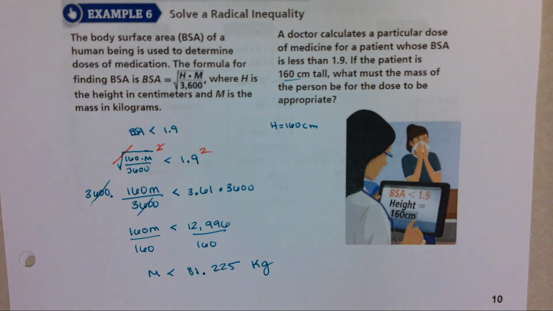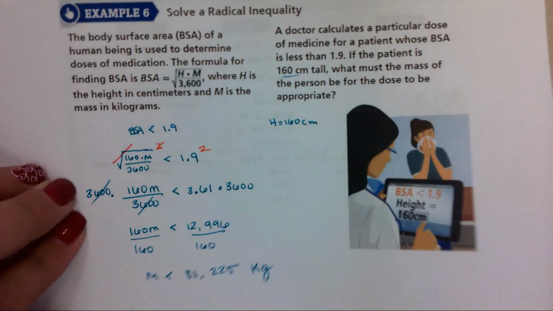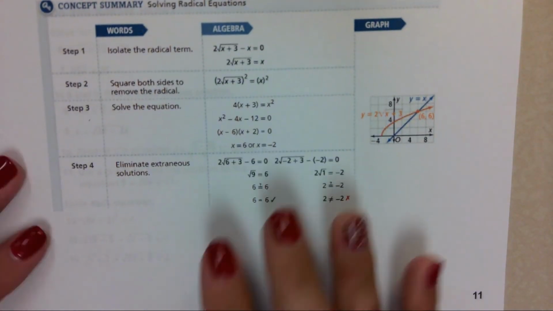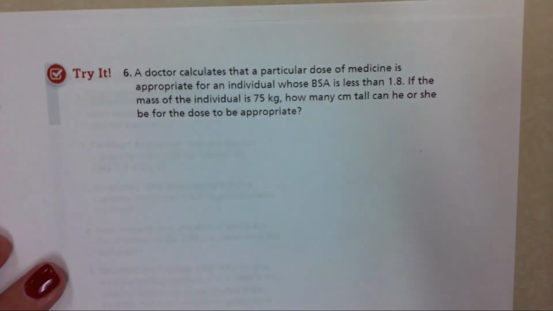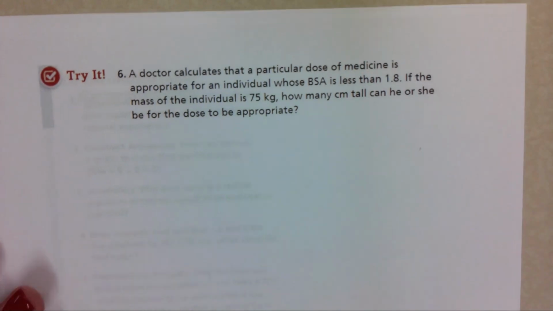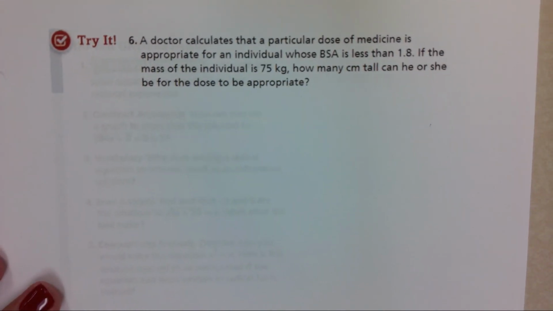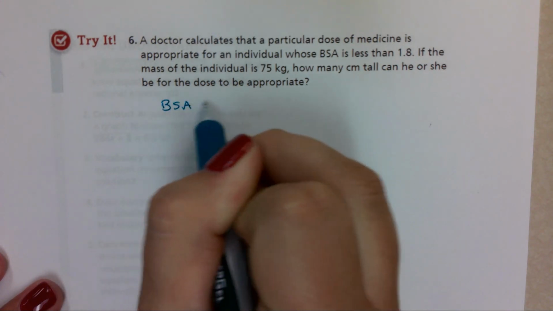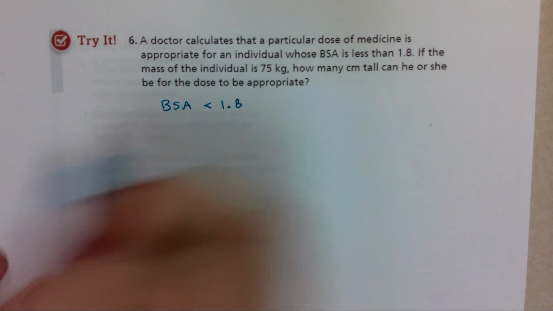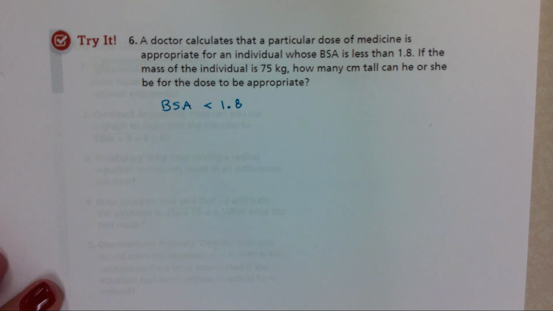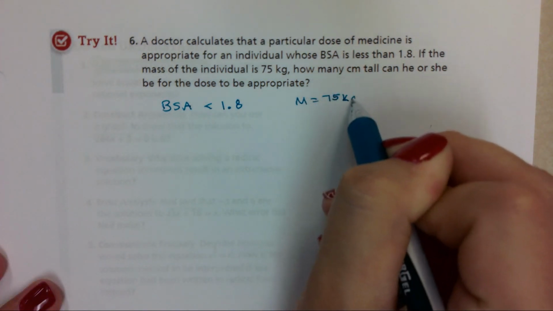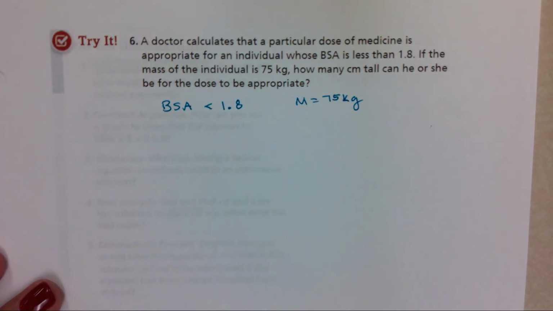Okay. And last one. A doctor calculates that a particular dose of medicine is appropriate for an individual whose BSA is less than 1.8. So this time we need BSA to be less than 1.8. If the mass of the individual is 75 kilograms, how tall can he or she be for that appropriate dosage?